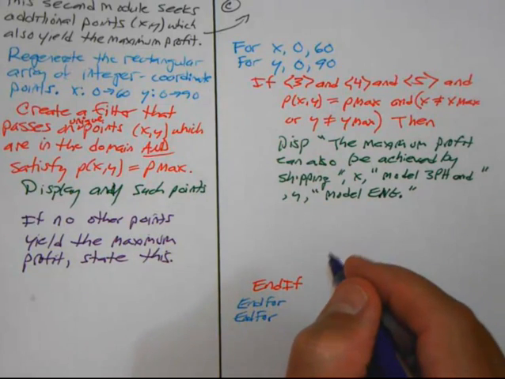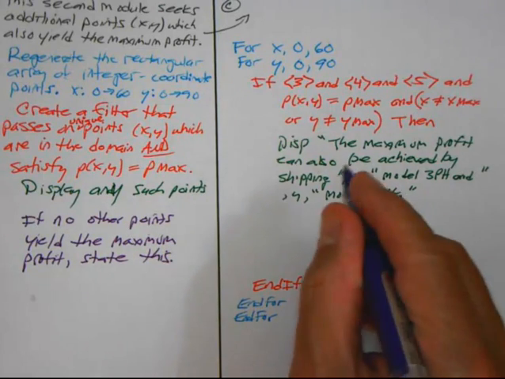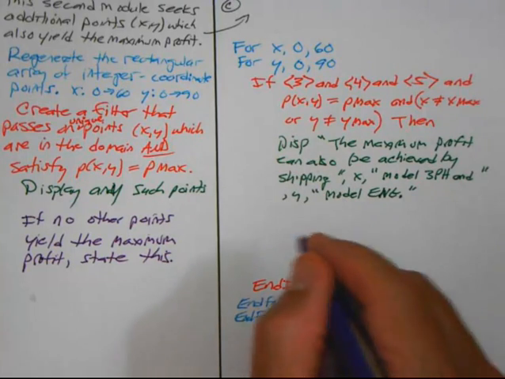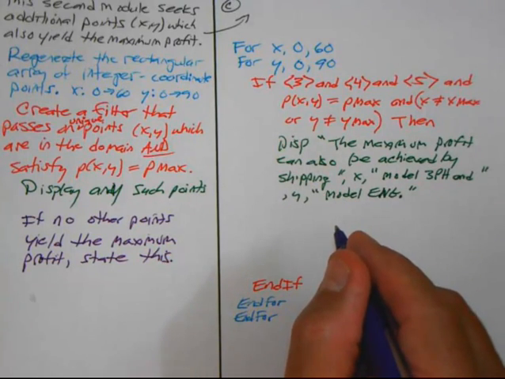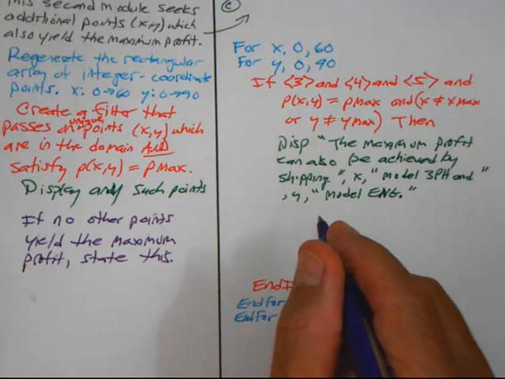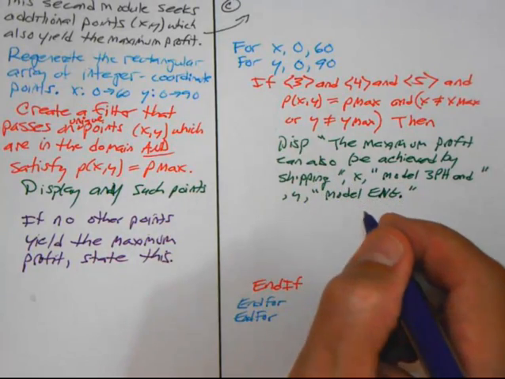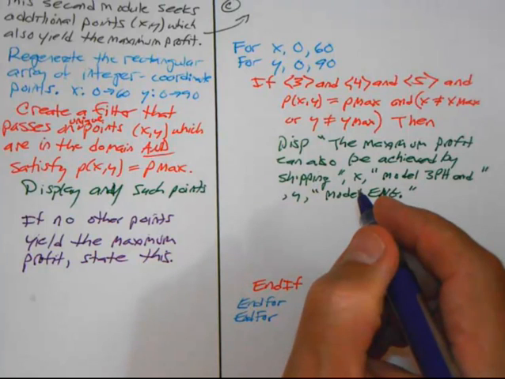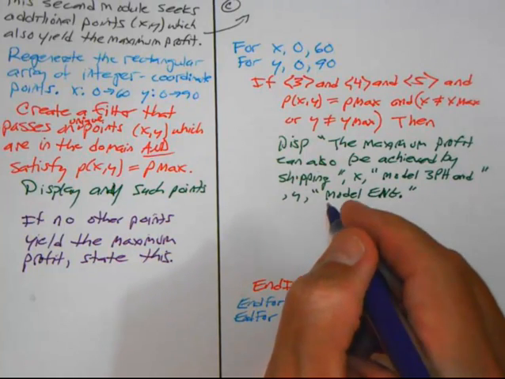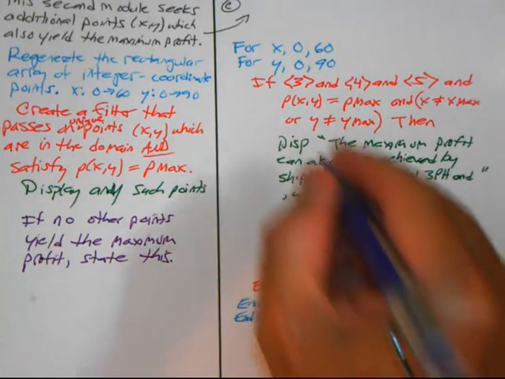Alright, well, we need some indicator that triggers us to know that no other points were found, and one way to do that would be to create a counter variable. We could call it an alternative count, since it's counting the alternative ways to achieve the maximum. Maybe we'll call it alt count for short, and we could initiate its value.